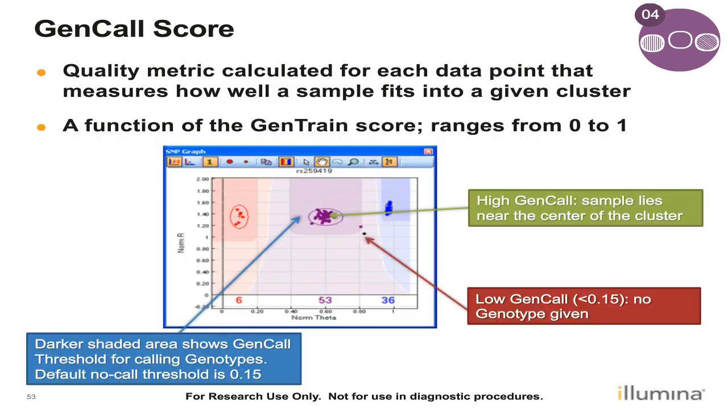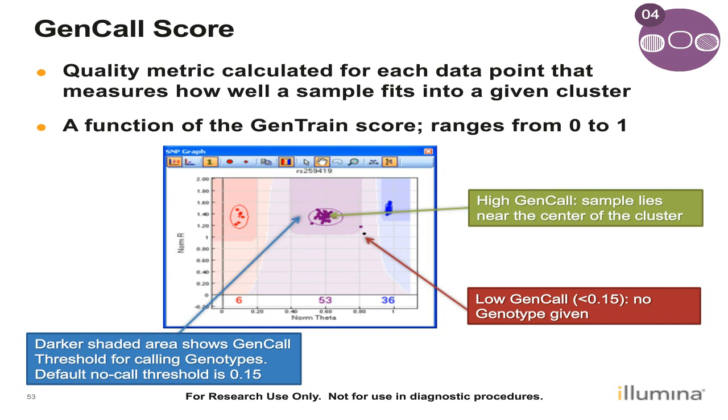So in addition to the GenTrain, there's also the GenCall Score, which is a metric calculated for each data point, and it measures how well a sample fits into a cluster. The GenCall score is dependent on the GenTrain score, and it also ranges from 0 to 1. So for this example, a sample with a high GenTrain score will lie near the center of the cluster, whereas a sample that's far away from the cluster has a low GenCall score and no genotype is given.